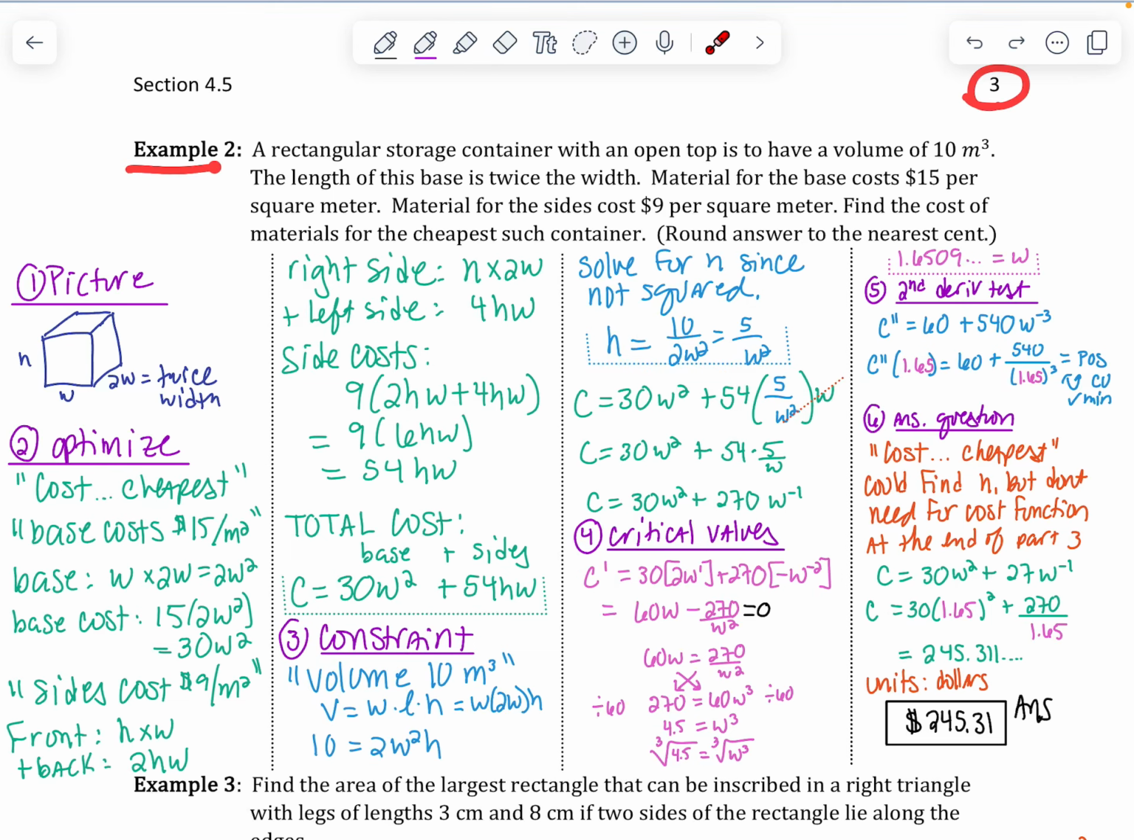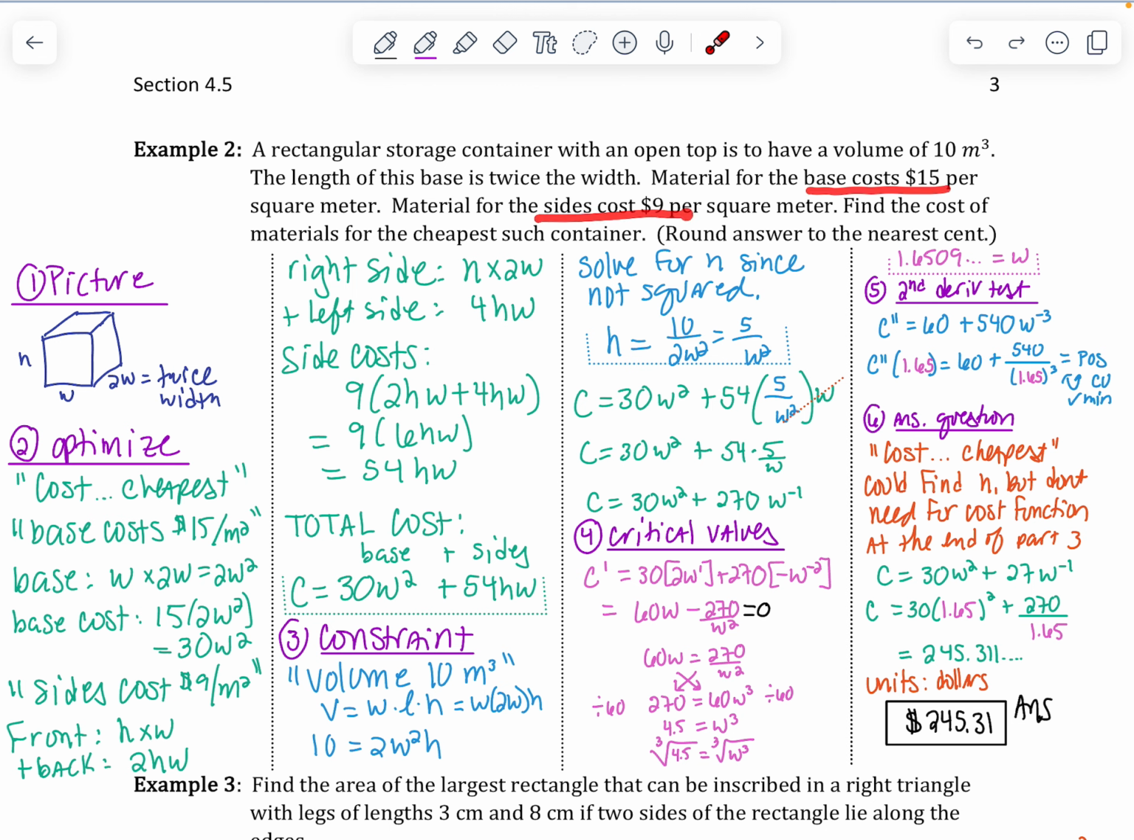Section 4.5, page 3, but let's just do example 2 only first. Reading the question: a rectangular storage container with an open top is to have a volume of 10 cubic meters. The length of the base is twice the width. Material for the base costs $15 per square meter. Material for the sides costs $9 per square meter. Find the cost of materials for the cheapest such container, round to the nearest cent, meaning the hundredths place.